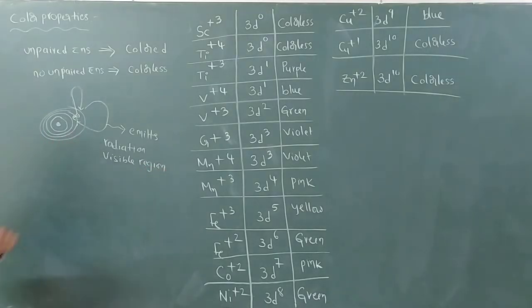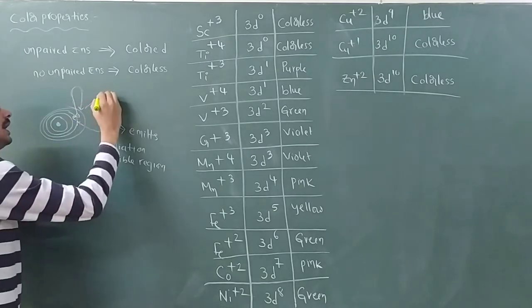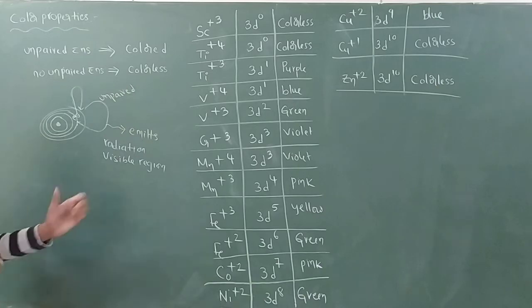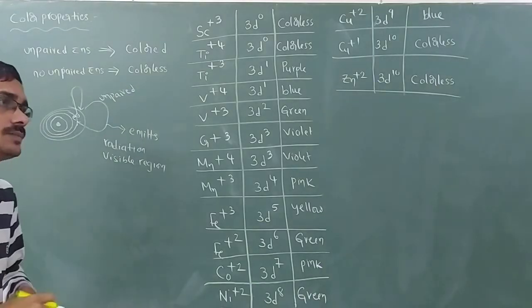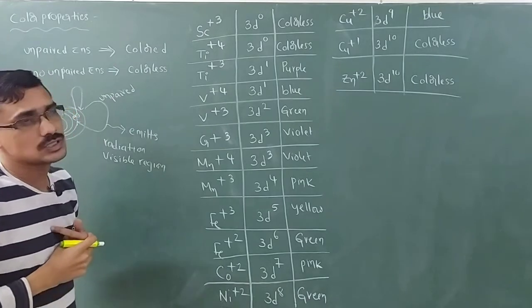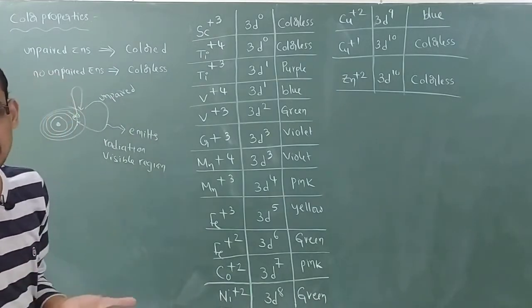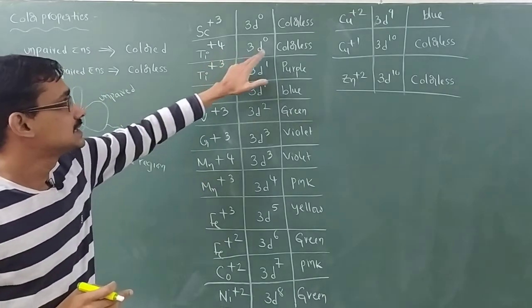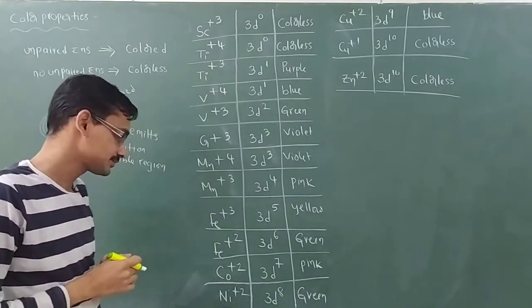So only when you have unpaired electrons, it must be an unpaired electron only. If unpaired electrons are absent, this type of phenomenon is not observed. Now we will take scandium plus 3, which has 3d0 configuration. There is no unpaired electron, so colorless. Titanium plus 4, 3d0, colorless.